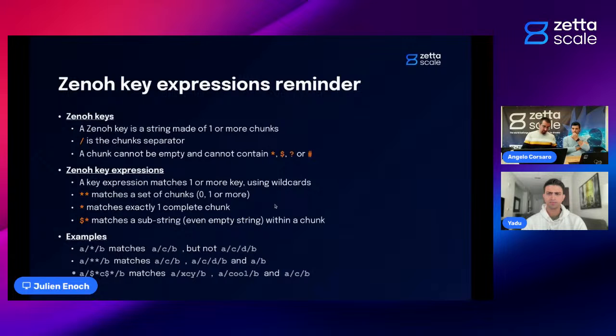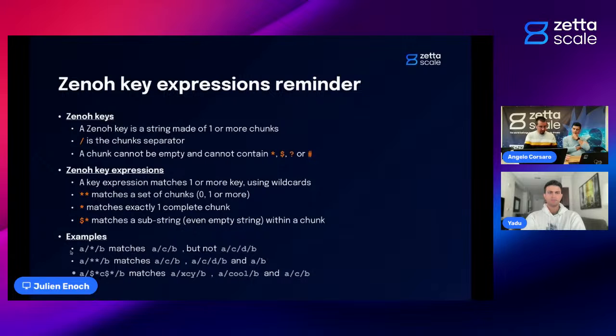That's a simple Zenoh key. Now we have key expressions. A key expression is a way to select or match a set of keys. A key expression matches one or more keys using wildcard characters. As wildcard characters, we have, for instance, the double star, which is used to match a set of chunks: 0, 1, or more chunks. We have the simple star, which matches exactly one complete chunk. And we have $star, which matches a substring within a chunk.